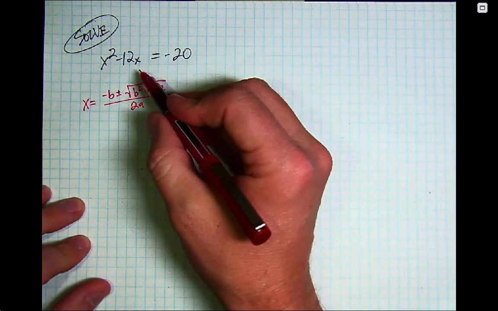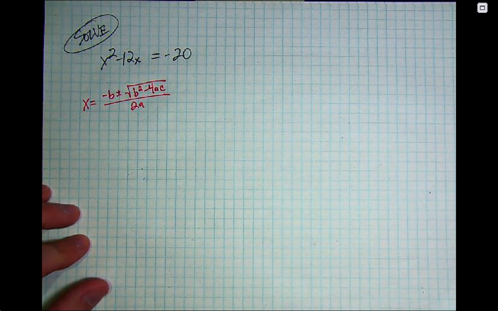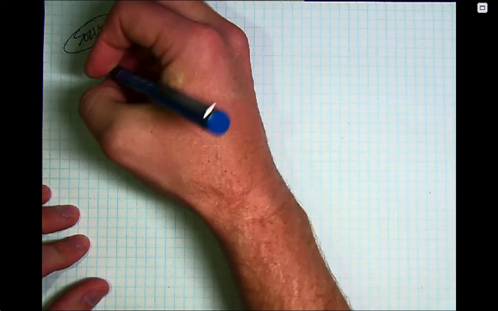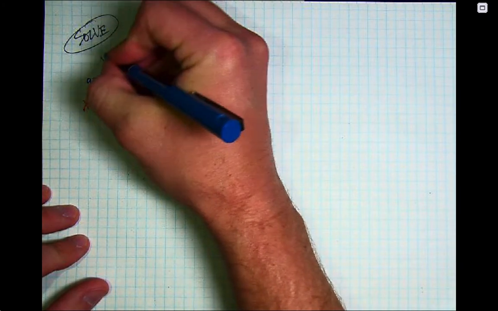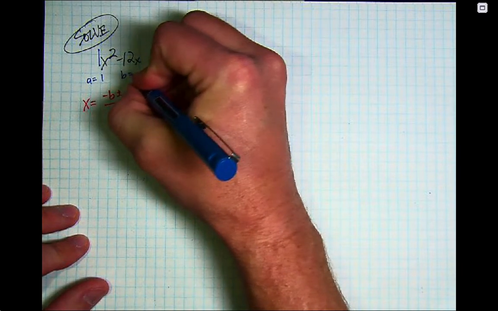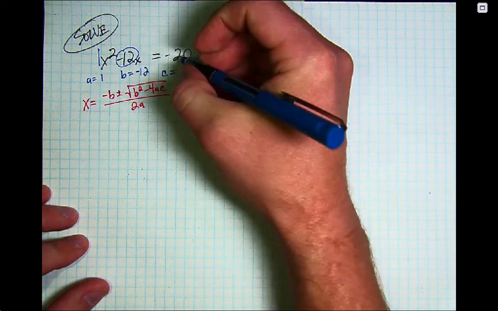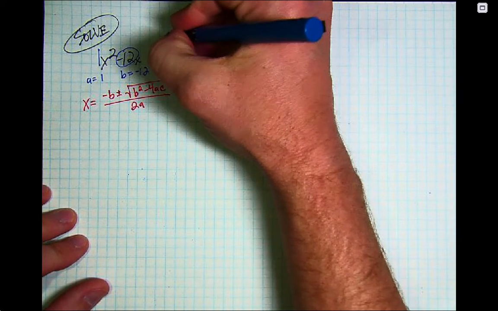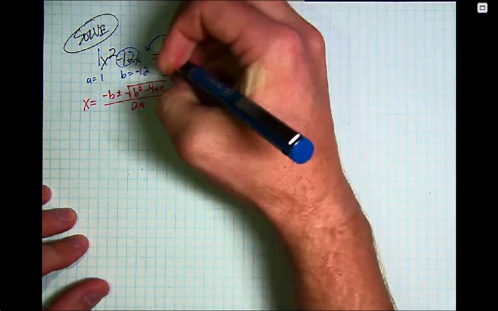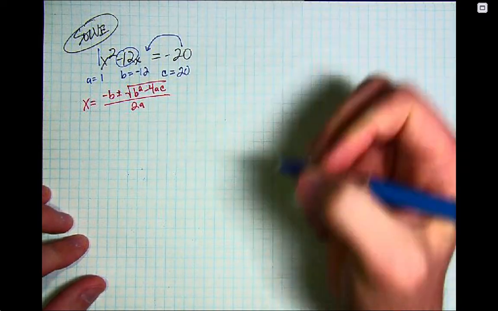So, what's the a value? What's the b value? What's the c value? A is 1. B is negative 12. C isn't negative 20 because isn't this supposed to be over here? So it would become a positive 20. You got to be careful with that.